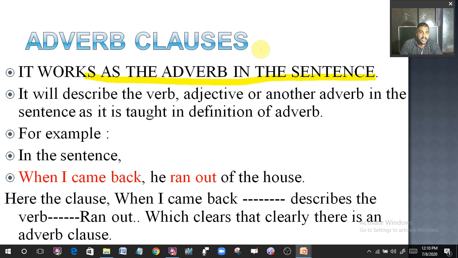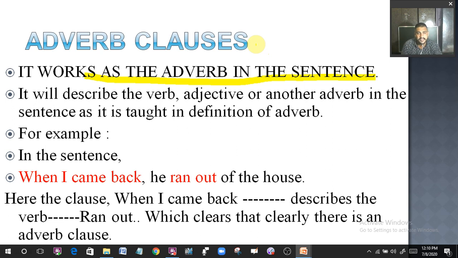In a sense, how the verb is done, how the work is done is told by the adverb, and how the adjective is described. Or if two adverbs are there, one adverb would be talking about the other one, how that happens. Okay, we should know that. That is the definition for adverb.